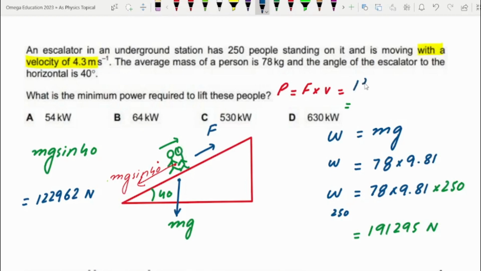So what is the force? 122,962. And if we multiply by the speed, which is 4.3, we can find the value of power. So let me multiply by 4.3. We get 528,736 watts, which can be written as 530 kilowatts. So for this one, C is the right answer.